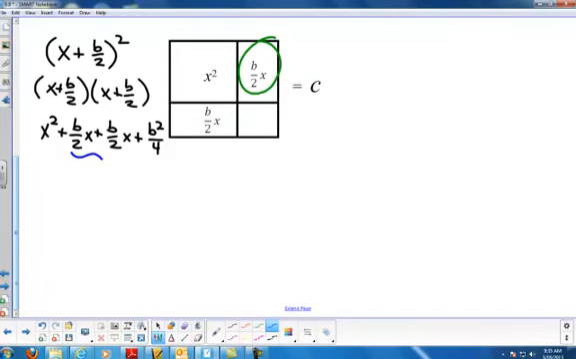So this half b and half b is a whole b. So we're going to get this last term by taking half of b and squaring it.